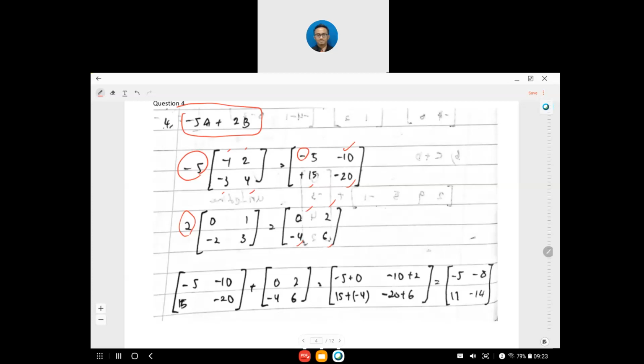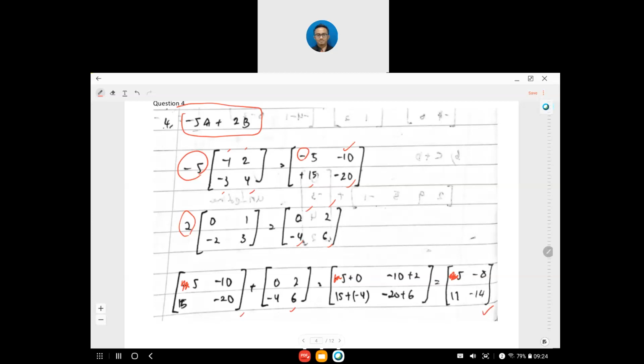Okay. And then when you want to solve it, just 5, negative 10, 15, negative 20, plus 0, 2, negative 4, 6. So this one is just 5 plus 0, so you get 5. And then your final answer is 5, negative 8, 11, negative 14. This one has no minus sign. That one is for question 4.